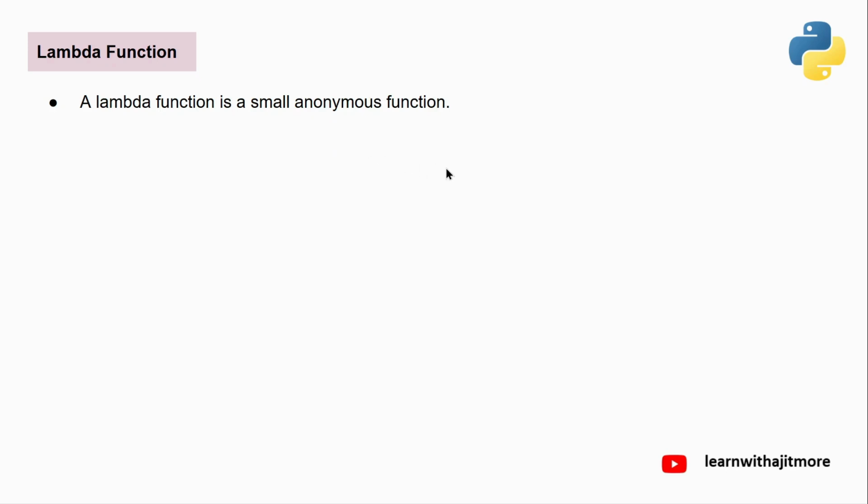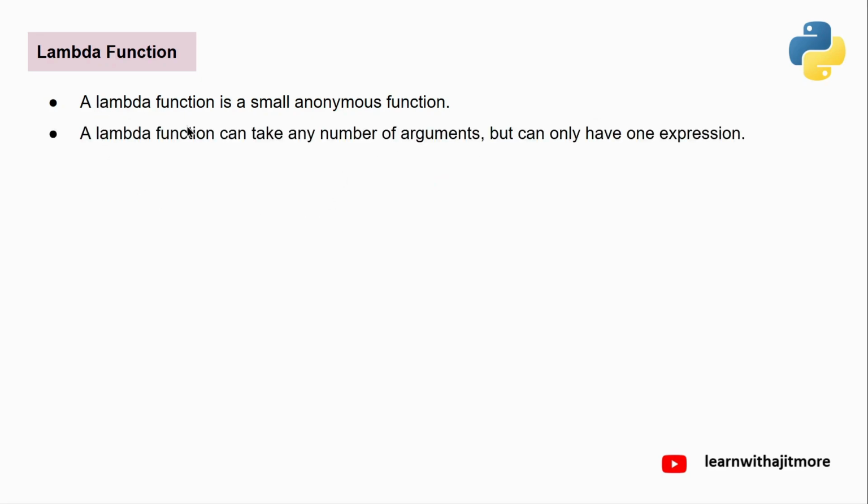Generally, people give donations to temples or whatever. So at that time also they don't want to reveal it. So it is mentioned as an anonymous donation. Correct? So a lambda function is a small anonymous function. It's a function without a name. A lambda function can take any number of arguments, but generally the body of that lambda function is simple single line code, but it can only have one expression.